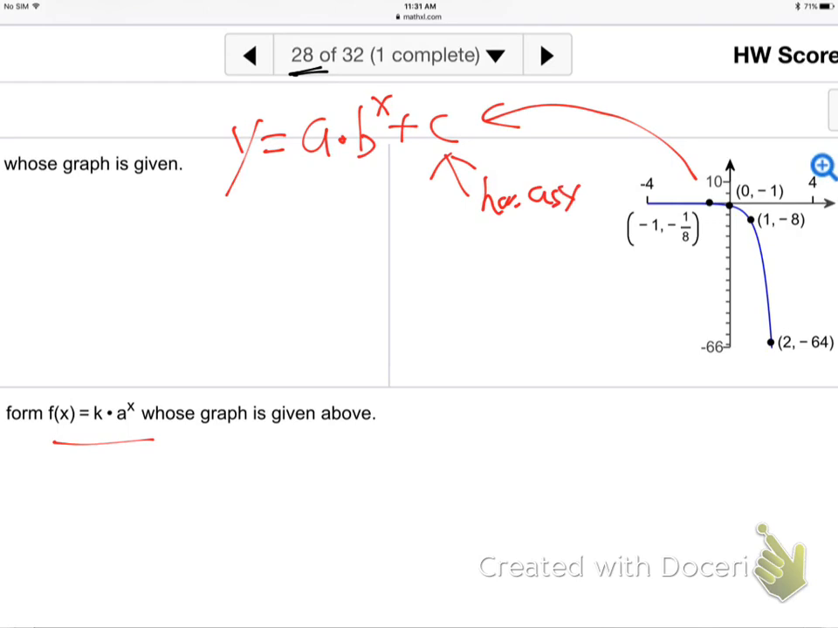Horizontal asymptote. Where's the flat horizontal asymptote? Now, they're not showing the dotted line, but can you tell where the graph's kind of leveling off? It's at 0, right there. It's y equals 0. They're not putting a dotted line, but we can see, right?